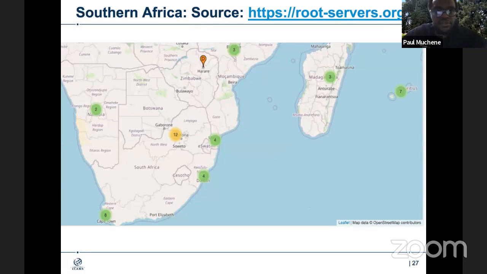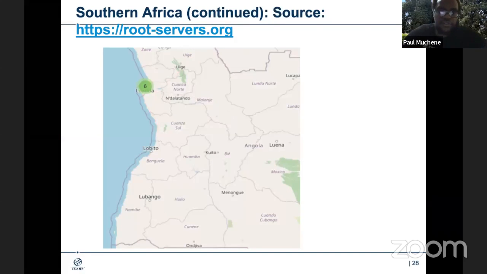In Southern Africa, the bulk of the root servers are in South Africa, and you have around 24 of them there. Then you also have Mozambique, Namibia, Zimbabwe, Madagascar, and Mauritius. And also in Southern Africa, I forgot to mention, you have 6 root servers in Angola alone. So that is an overview of how the root servers have been distributed in the continent.